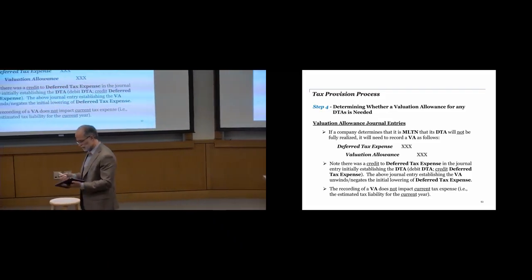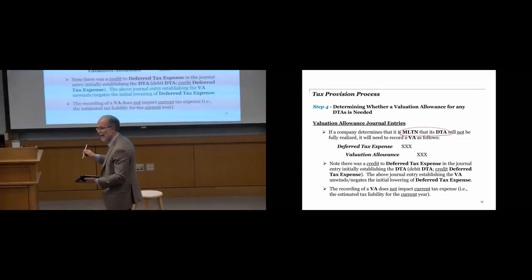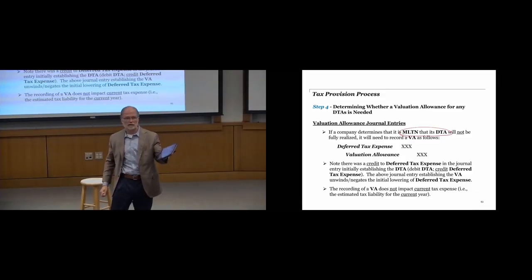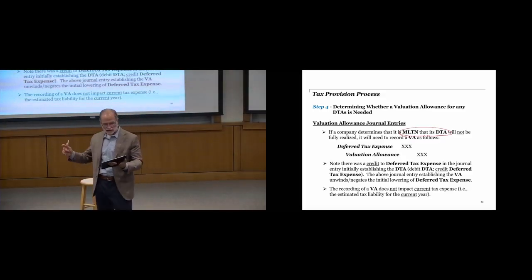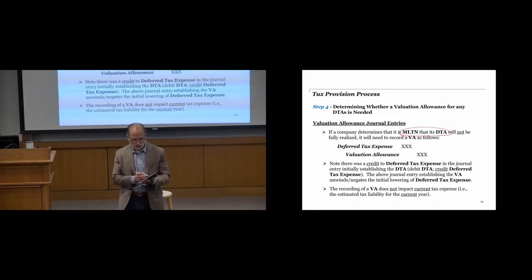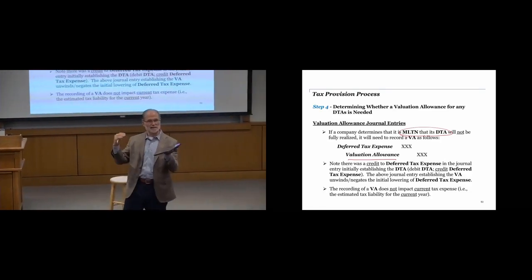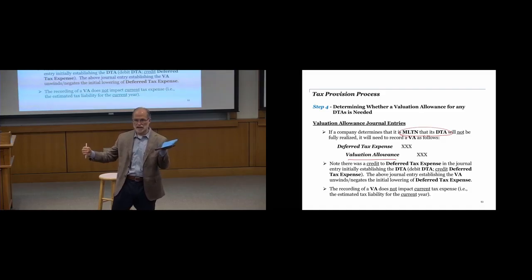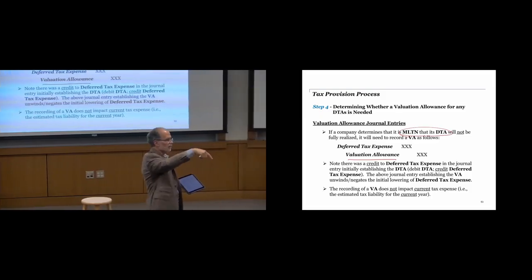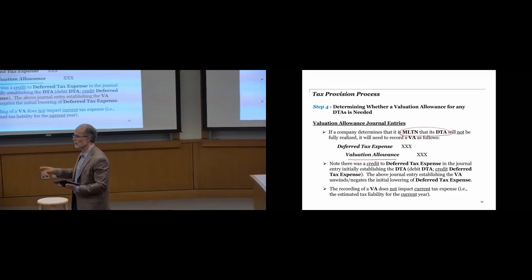So let's assume that the company determines that it's more likely than not that its DTA will not be fully realized. So the negative evidence outweighs the positive, right? Then the valuation allowance needs to be recorded, and the journal entry is I credit valuation allowance, right? It's a contra asset account, so it's going to offset my DTA to get to a net DTA. So it has to be a credit. What's my debit? Toggle over to the income statement, deferred tax expense. So think about what that does when I do that.